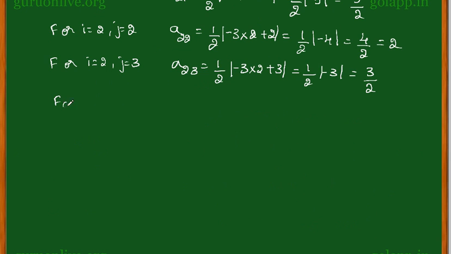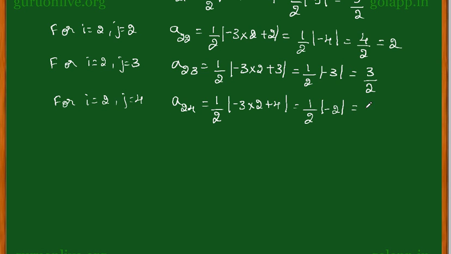Next, for i equal to 2, j equal to 4, A24 will be equal to 1 by 2 modulus of minus 3 into 2 plus 4, which gives 1 by 2 into modulus, where within modulus we have minus 6 plus 4, which gives minus 2. Modulus of minus will be plus, so we get 2 by 2, where 2 by 2 gives 1.